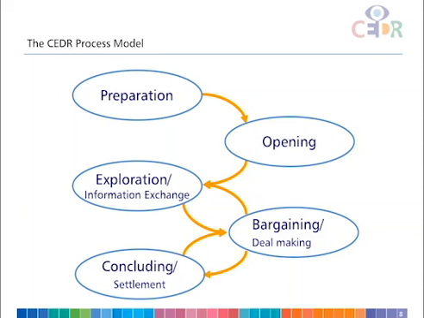Similarly, if you get to a final point in concluding and there's an issue that might have arisen which just needs a final bit of understanding, for example, tax is quite a common issue that arises right at the last minute, the mediator is able to take the parties back into bargaining to discuss that issue before proceeding into concluding. Also, if there's a major issue which arises, the mediator can take the parties back into exploration, then move them through from exploration on that issue through to bargaining again and on to concluding.